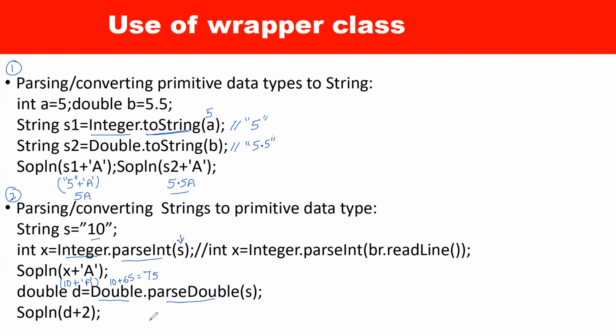And here, Double.parseDouble converts s into a double value. So this will be 10.0 plus 2. So the answer will be 12.0, right? Here, both the values are compatible, double and int. So plus will add them up, giving you the answer 12.0.